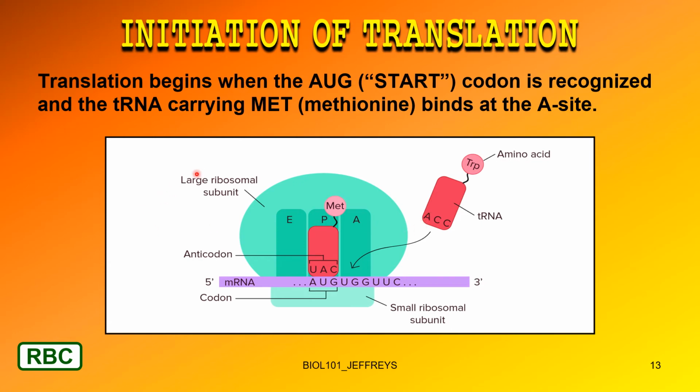So translation begins when the AUG, the start codon, which codes for methionine, is recognized, and the transfer RNA carrying the methionine binds at the A site. All right, there's your AUG, right? And initially it's at the A site. It codes for methionine. And there's a little methionine residue up there.